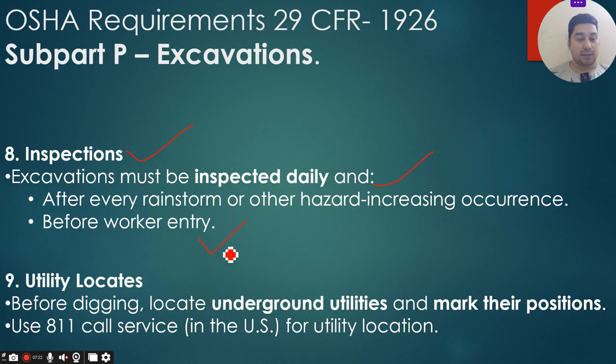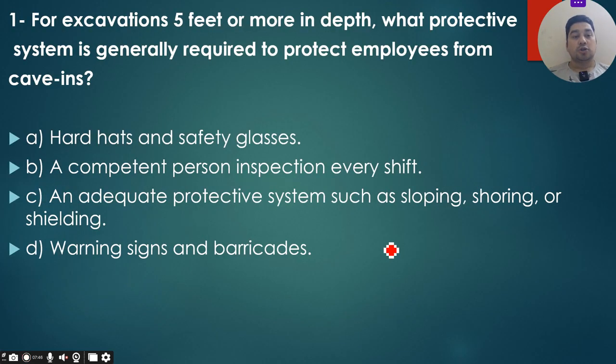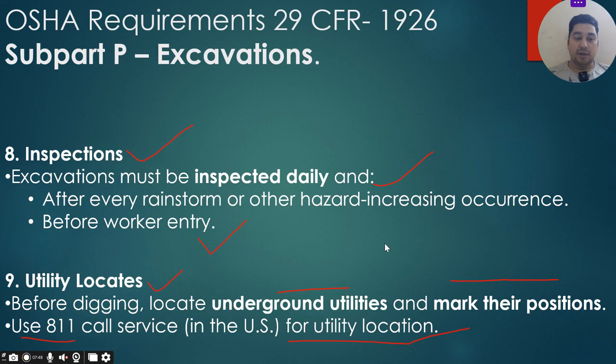Then the utility locates. Before doing any excavation work, you have to make sure that there are no utilities underground. Before digging, locate underground utilities and mark their positions also. If you want to learn the location of the utilities, you have to call 811 in the US. Different countries may have different numbers that you have to use. So these are all the OSHA requirements. Okay, a total of 9 requirements as per OSHA.